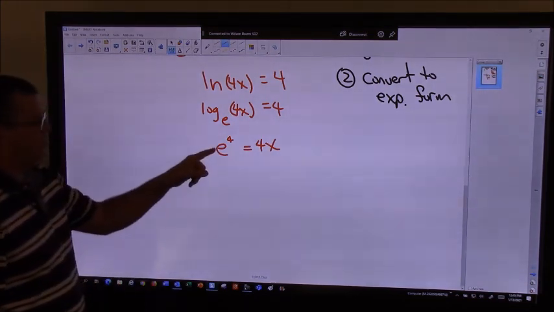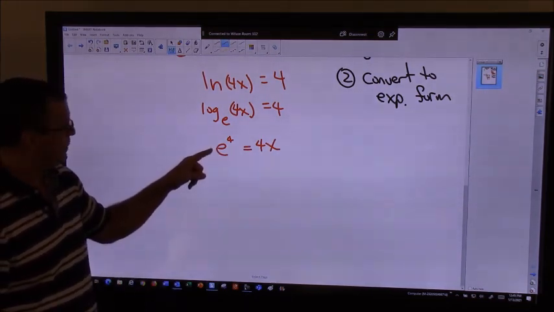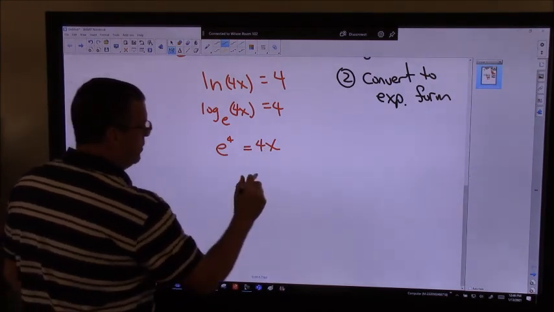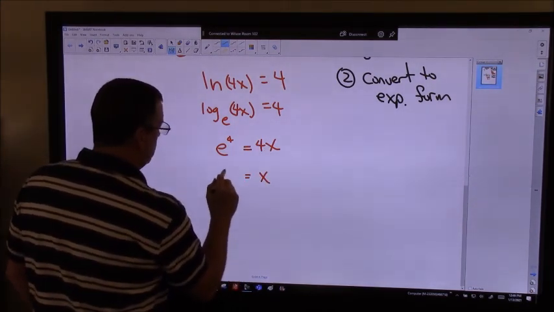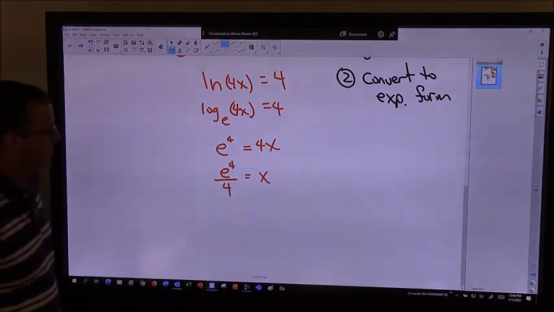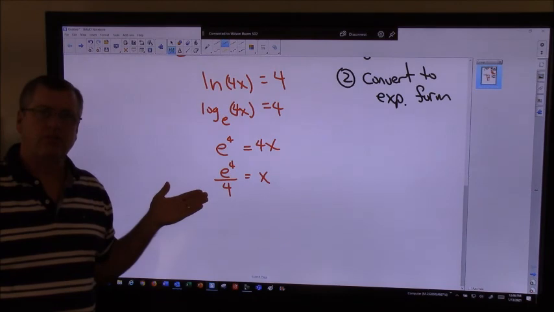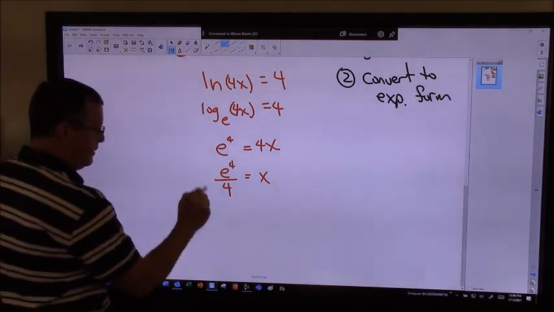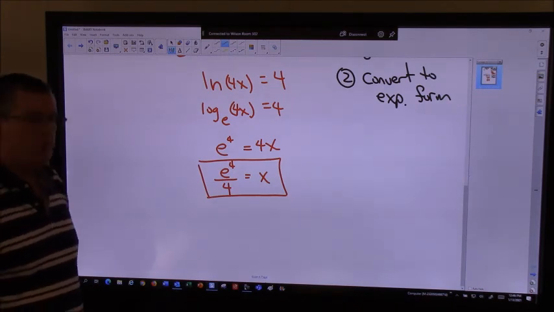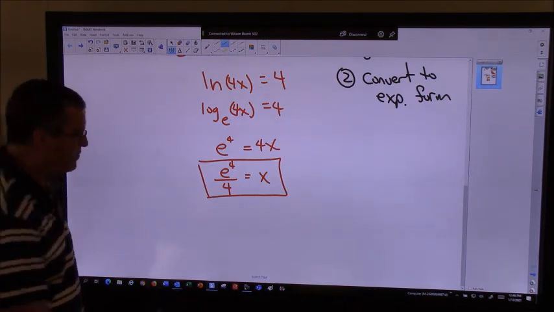We just saw what this was equal to in that last problem. And so now to get x by itself, I just have to divide by 4. So x is equal to e to the fourth over 4. Now again, that's an exact answer. If you want to stop right there, that's perfect. I like it. If you just like to see the number there, that's okay too.